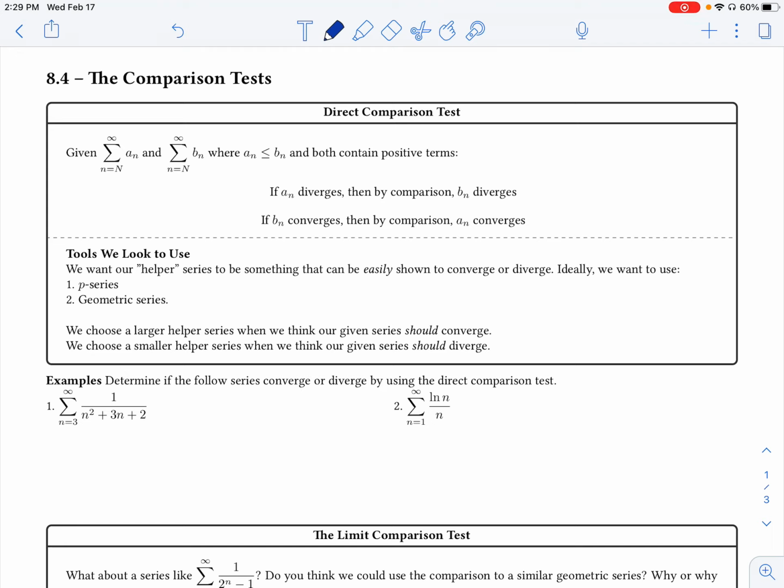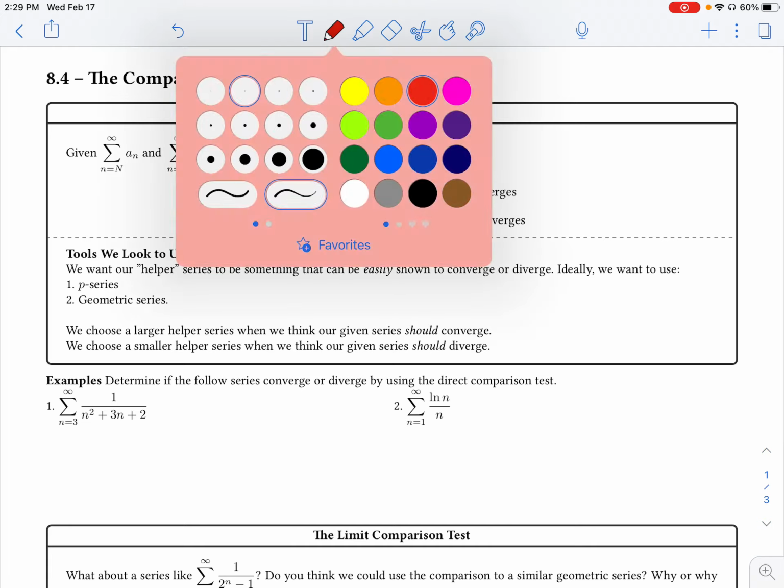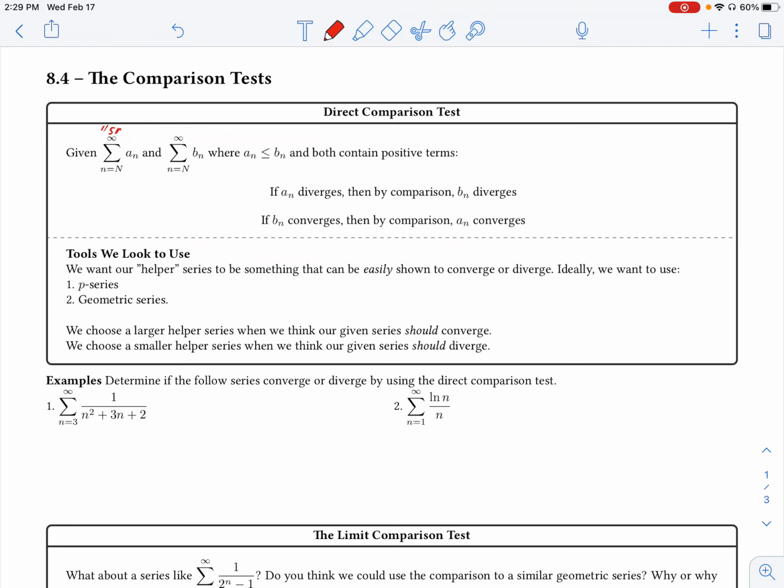If you have two series, one which we'll describe as A sub n and the other as B sub n, and if A sub n is less than or equal to B sub n, meaning we've got a quote unquote smaller series and a larger series, so let me just write that. We've got a quote unquote smaller series here, and you're going to see me describe this as the quote unquote larger series here. If they both contain positive terms, then we can state that if A sub n, our smaller series, diverges, then by comparison, B sub n, our larger series, must also diverge.